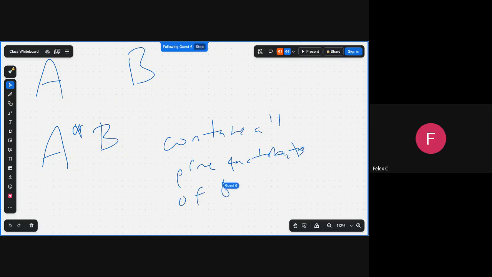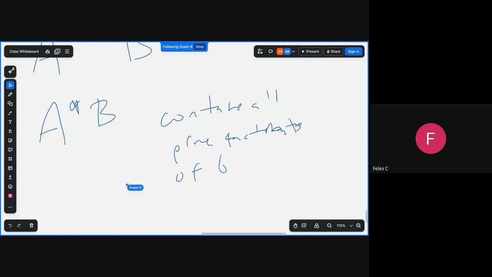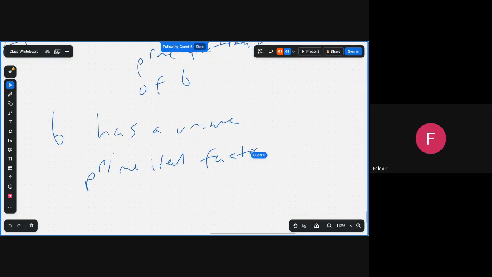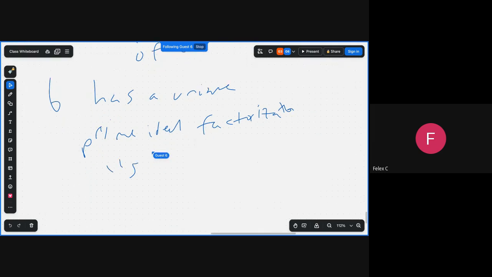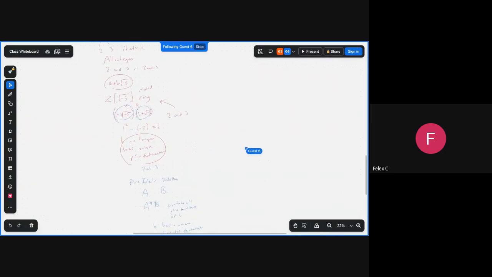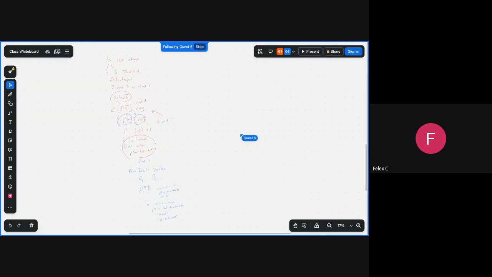of 6. Okay, then we say that 6 has a unique prime ideal factorization, not unique prime factorization, but unique prime ideal factorization. And so now prime factorization has been saved or re-established. So that's it. That is the beginning of prime ideals, which we will talk about a lot more later.